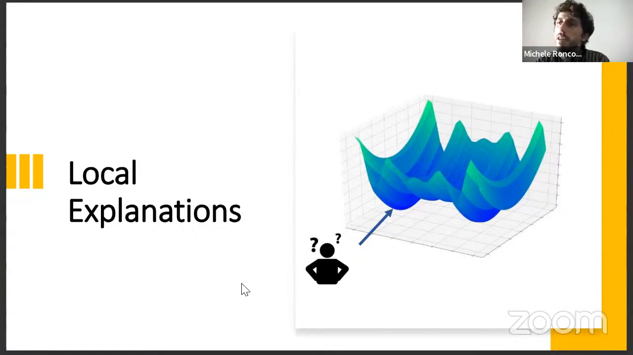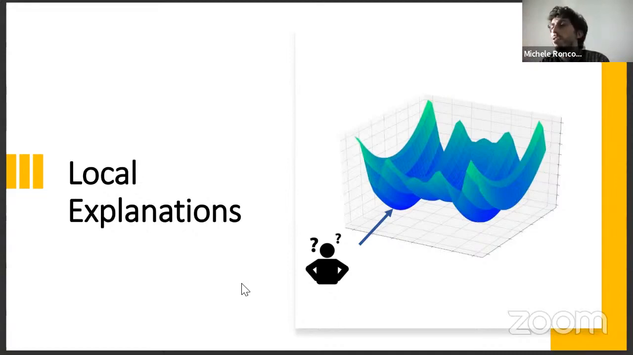The other part, which I think is even richer in the sense that there are even more methods available, is how to interpret and explain a single input. So a single point, if you want, in a very complex function F, which is your machine or deep learning model. Of course, the goal of explaining locally is in some sense easier, in principle we could think it's easier to explain why the model has made just a specific prediction rather than trying to explain the model as a whole.